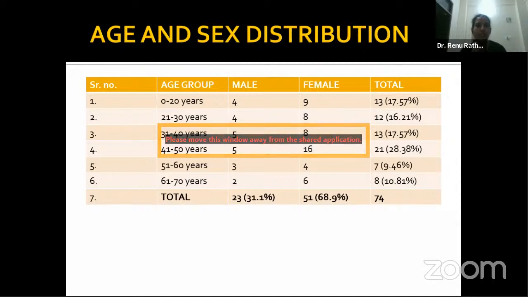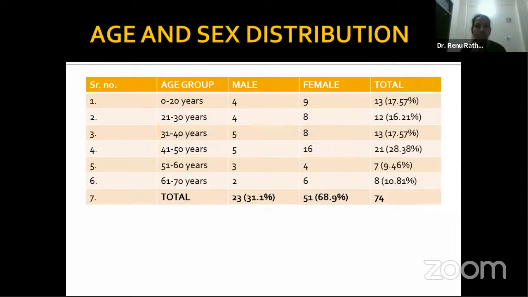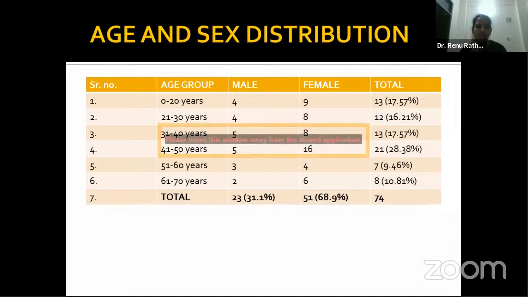In this table, we can see the age-wise distribution of cases, and the most common was 41 to 50 years, where 21 cases were seen. And in every age group, females were predominant, affected most commonly. 68.9% of cases were females.